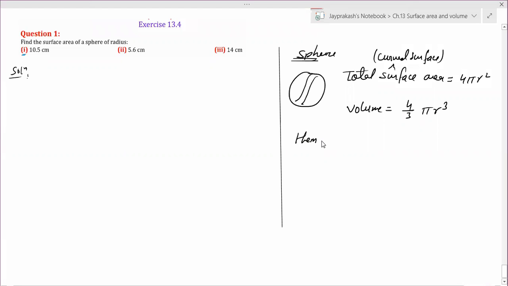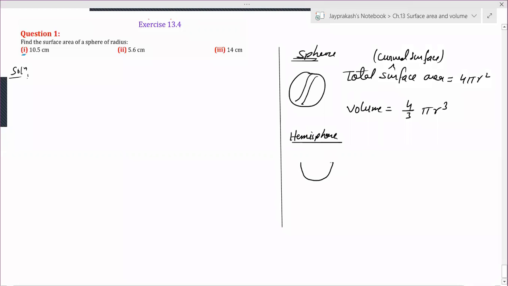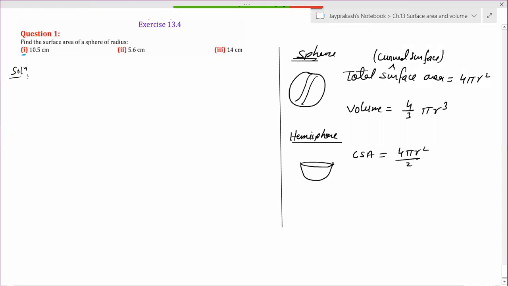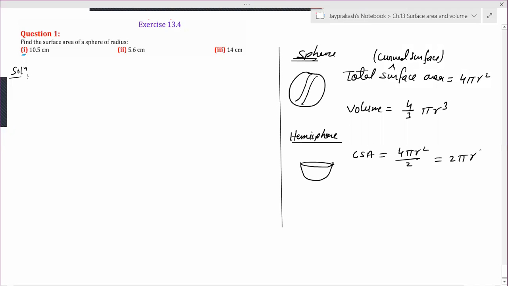Now if we talk about the hemisphere, the hemisphere is half of a sphere. So it is a shape like a bowl. When we calculate the CSA, that is half of the sphere, so divide by 2, that means 2 pi r square. Now if we talk about the total surface area, we have to close this opening circle. The upper part of the bowl is a circle.